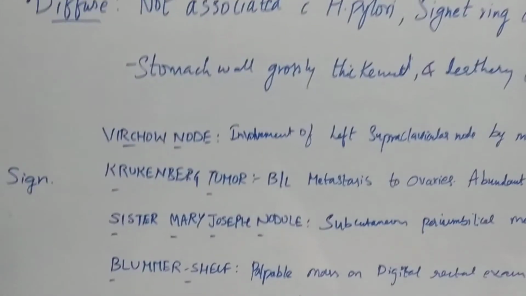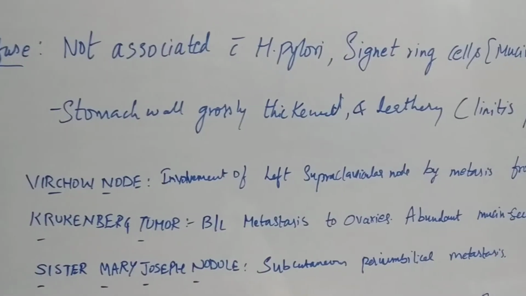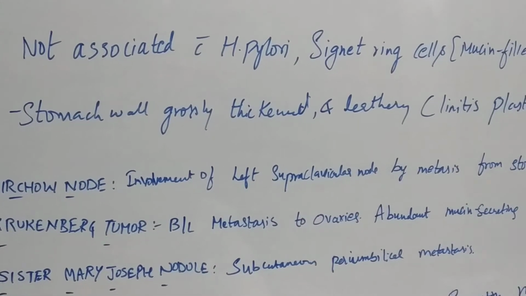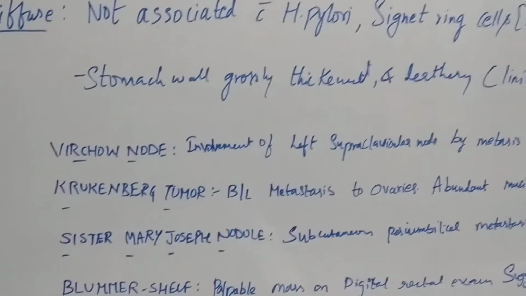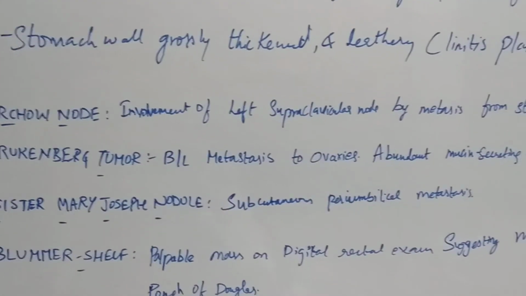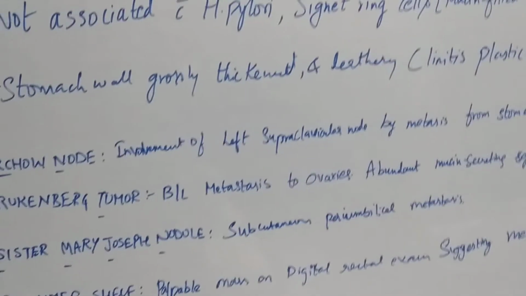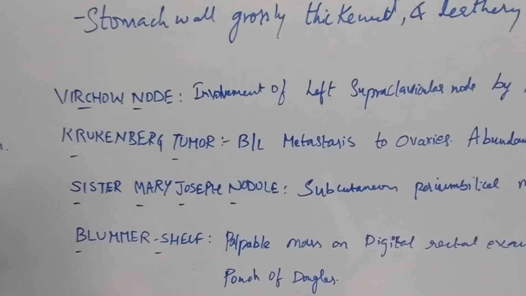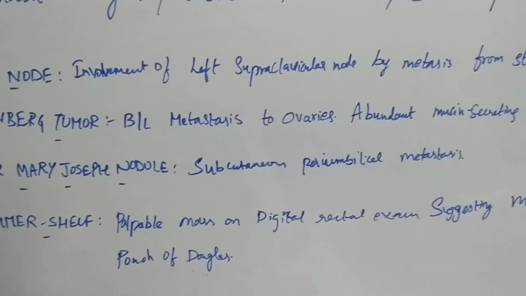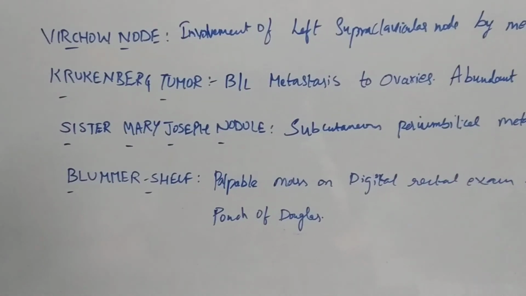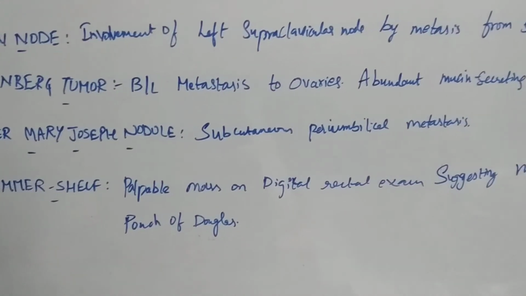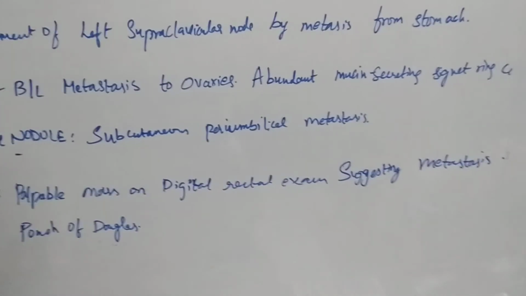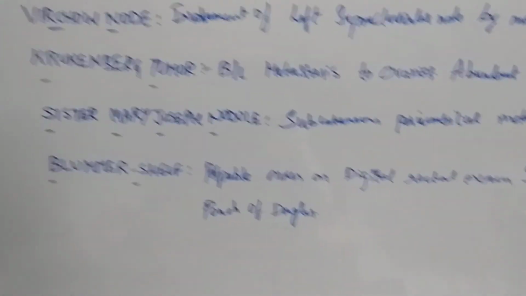What is Virchow node? It is involvement of the left supraclavicular node by metastasis from the stomach. Krukenberg tumor means bilateral metastasis to the ovaries. It has abundant mucin secreting signet ring cell carcinoma. Sister Mary Joseph nodule is a subcutaneous periumbilical metastasis, and Blumer shelf is a palpable mass on digital rectal exam suggesting metastasis to the pouch of Douglas.